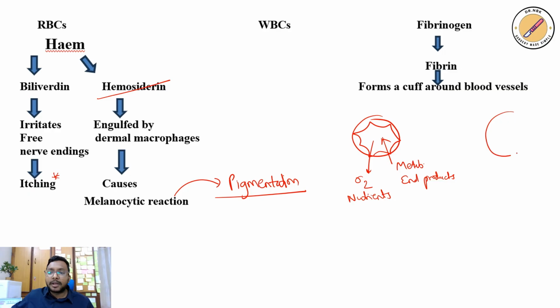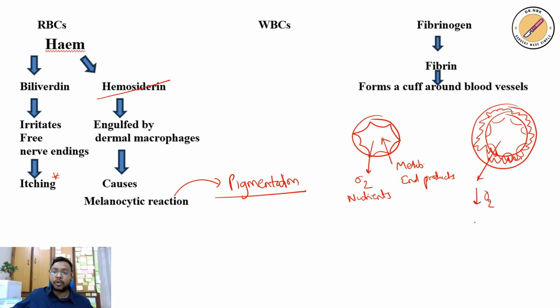Now because of the tight cuff surrounding the blood vessels, this is the cuff we are talking about. This fibrin cuff not only forms a cuff around the veins, it also forms a cuff around the arteries as well. Because of this tight cuff around the blood vessels, what is happening? There is decreased oxygen coming from the intravascular compartment into the interstitium. This hypoxia itself is one of the important triggering factors for your ulcer. So, it is one of the important causes for your venous ulcer.